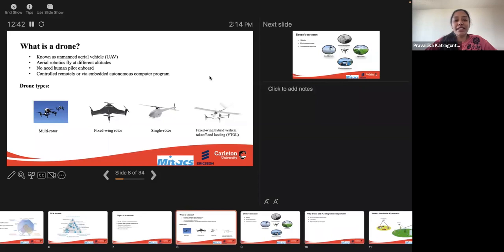Normally you can see in the figure different types of drones. I'm not going into the hardware perspective of the drones. Here, my focus was mainly on the software side, how to connect a drone, because different drones are used in different use cases according to their purpose. In technical terms, we call a drone an unmanned aerial vehicle, which is a UAV. It is aerial robotics. A drone is one of the aerial robotics which fly at different altitudes. And as we know, we don't need any human pilot on board to fly a drone. We can control the drone remotely or via an embedded autonomous computer program.